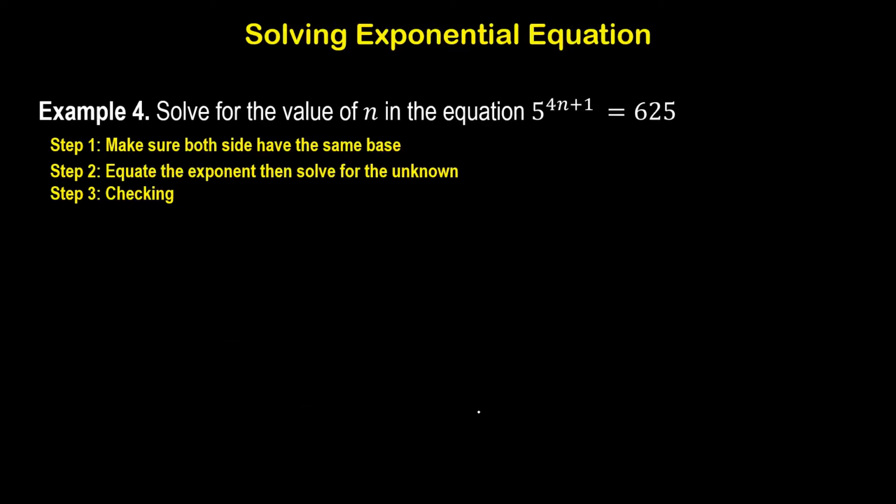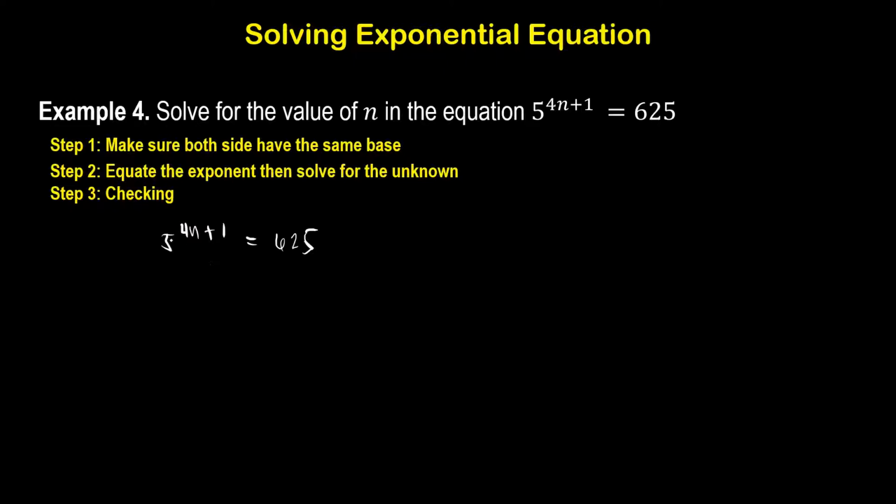So here, solve for the value of n in the equation 5 raised to 4n plus 1 is equal to 625. So dito, ang given natin is 5 raised to 4n plus 1 is equal to 625. Okay? So again, sa step 1 natin, we need to make sure that both sides have the same base. But of course, dito kung makikita natin, hindi same yung base natin. So that means, hahanap tayo ng paraan para magiging same yung base natin.